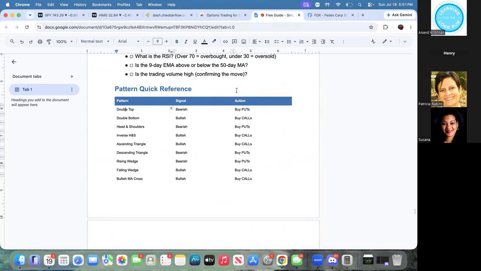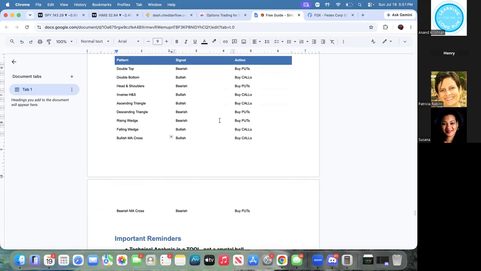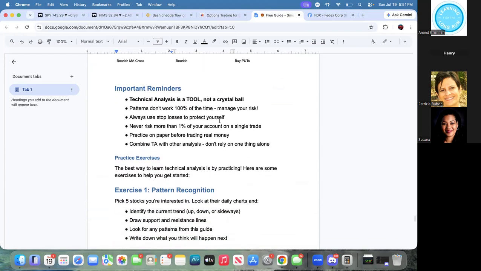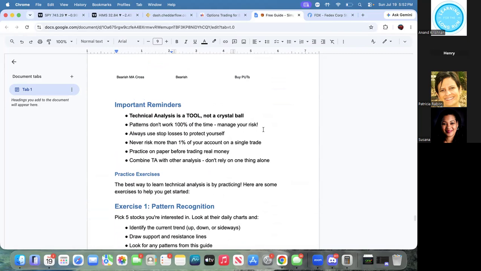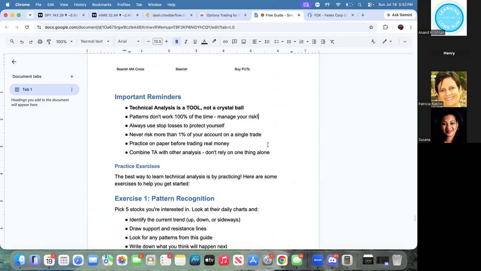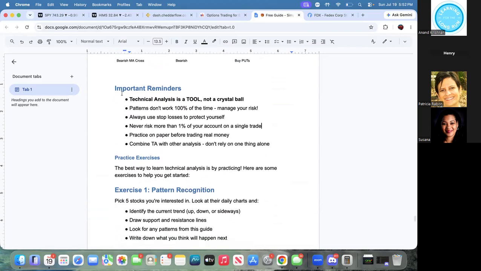And so double tops buy puts, double bottoms buy calls, head and shoulders. So this is a quick reference guide. You can print this, put it on the side of your monitor or on your walls to help remind you. But yeah, just some important reminders about technical analysis. It's a tool. It's not a crystal ball. It's not going to tell you what's happening in the future. It can just give you an idea of how to base your theories and testing.